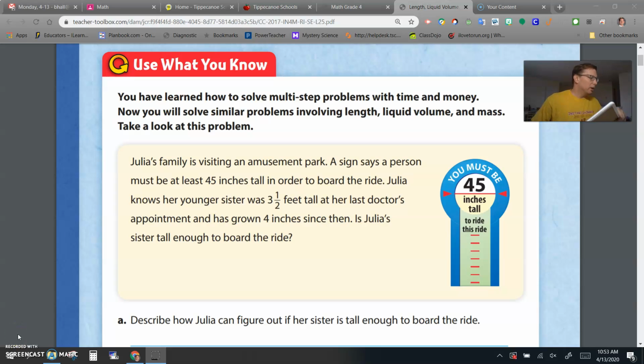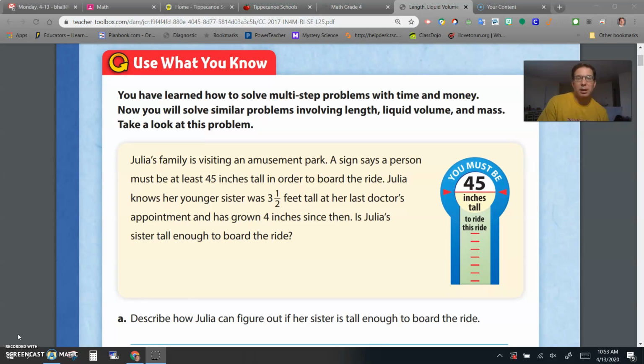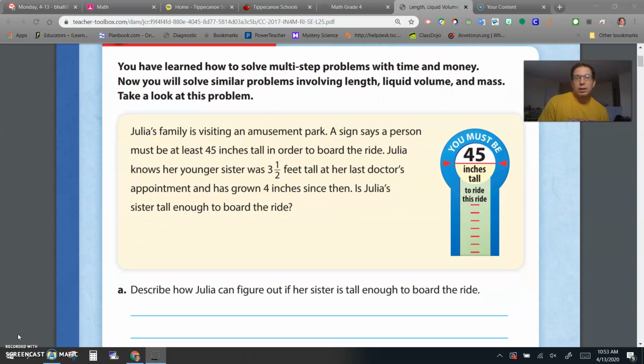Alright, this is day 1 of lesson 25, length, volume, and liquid mass. So our question is, Julia's family is visiting an amusement park. A sign says a person must be at least 45 inches tall in order to ride the ride. Julia knows her younger sister was 3.5 feet tall at her last doctor's appointment and has grown 4 inches since then. Is Julia's sister tall enough for the ride?